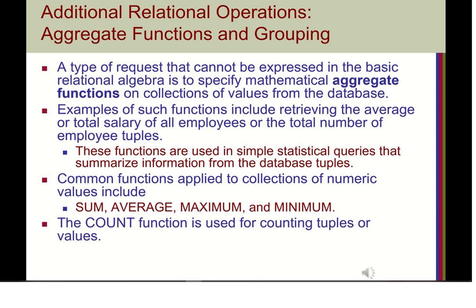A type of request that cannot be expressed in the basic relational algebra is to specify mathematical aggregate functions on collections of values from the database. Examples of such functions include retrieving the average or total salary of all employees or the total number of employee tuples. These functions are used in simple statistical queries that summarize information from the database tuples. Common functions applied to collections of numeric values include sum, average, maximum, and minimum. The count function is used for counting tuples or values.